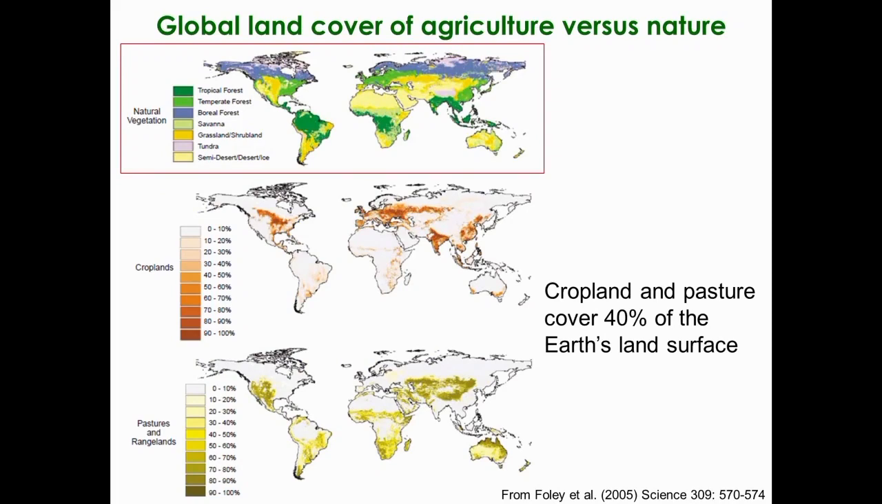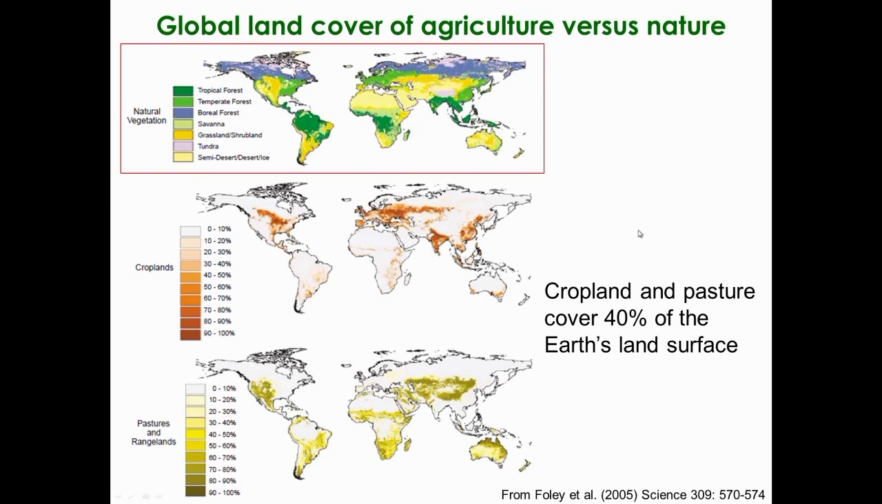So these are three maps of the globe, and the top map that I've boxed is the profile of the natural vegetation state. Essentially, this is the baseline background of different vegetation types before substantial human intervention. What we find is that in the northern regions, we've got lots of boreal forest, temperate forest, moving down towards tropical forests in the tropics. We've got this band of grassland and scrublands and savanna, and then deserts near the equatorial regions.